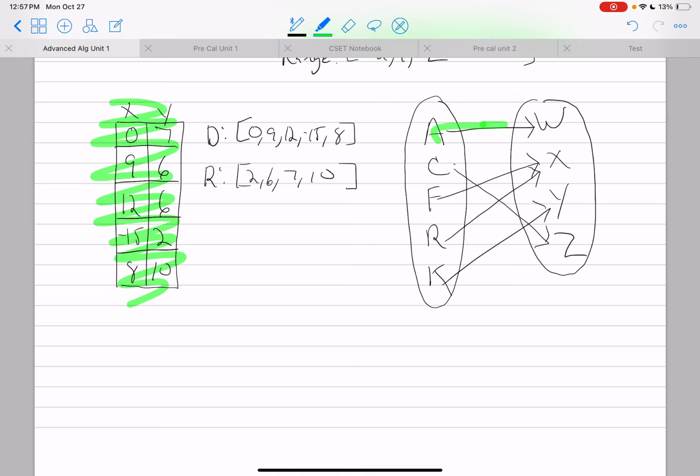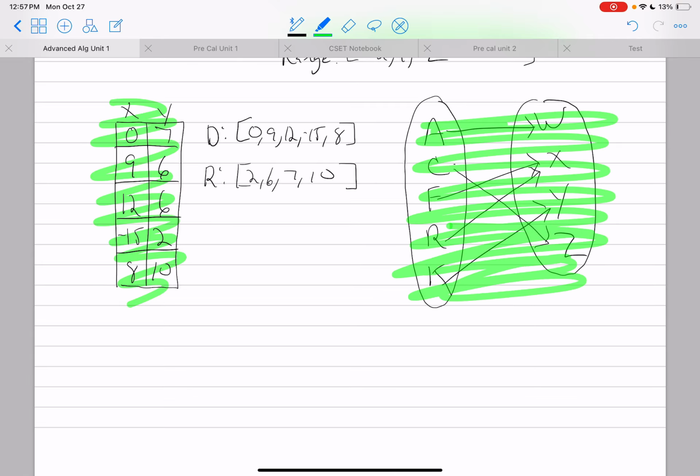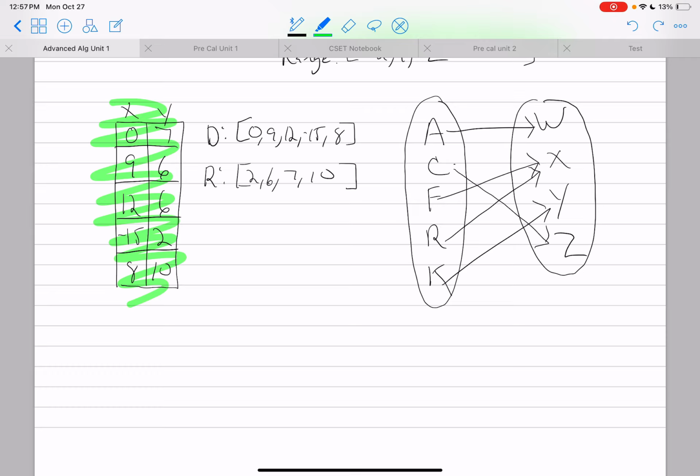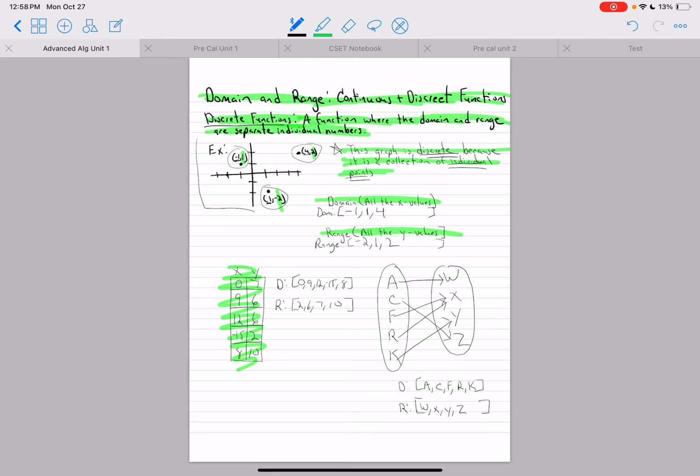All right. Go ahead and write this last mapping for me. Draw this mapping that's right here. And then tell me what you believe the domain is, and what you think the range is. Boom, boom. Well, you're like, Bass, come on now. This is easy. The domain is A, C, F, R, K. If that's the domain, the range is W, X, Y, and Z. These are all examples of discrete functions.